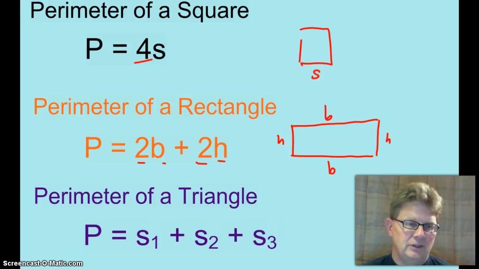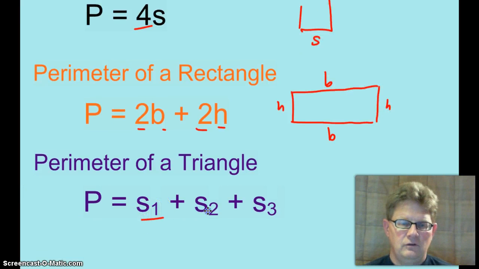And there is no magic formula for the perimeter of a triangle. You just take the 3 sides and add them up. And it is just that simple. And that's about all I have to say on area and perimeter.